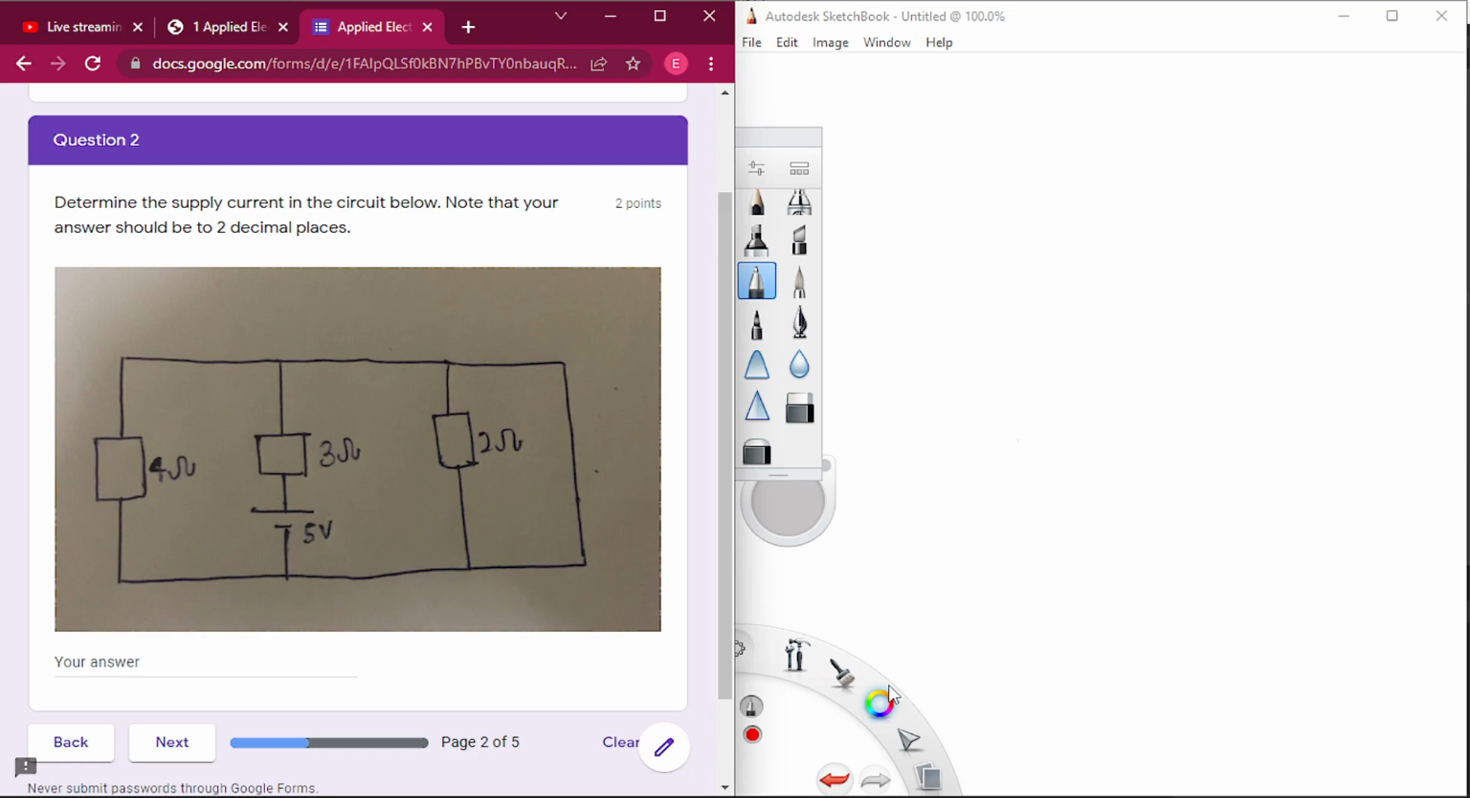So let's consider the circuit. All right. So we have a 4 ohm resistor, a 3 ohm resistor, a 5 volts battery, and then a 2 ohm resistor. Now, in simplifying the circuit, realize that I said we try as much as possible to start from the far end. But in this case, we are going to consider something. Remember, we did something on short circuits, right?